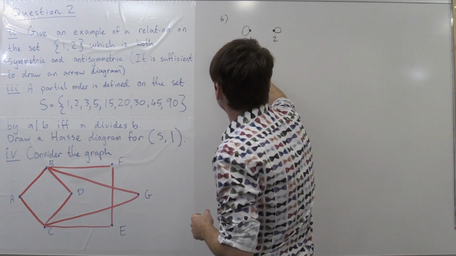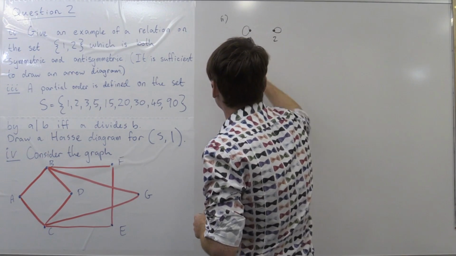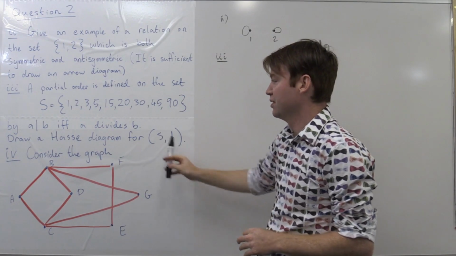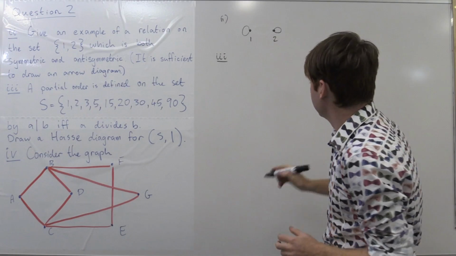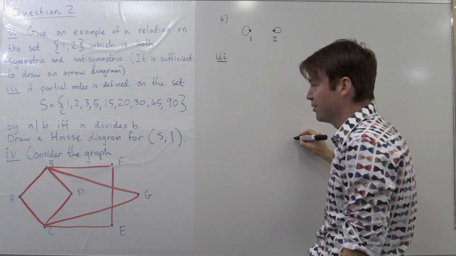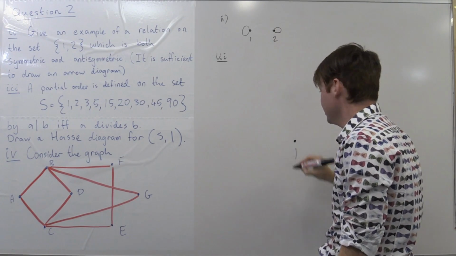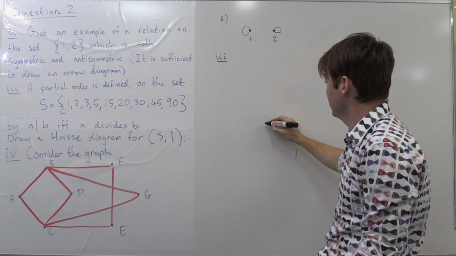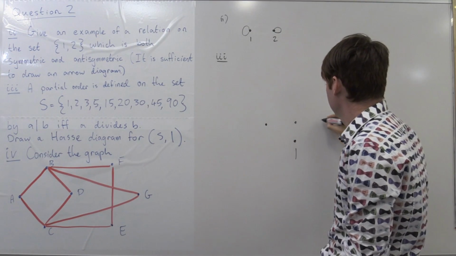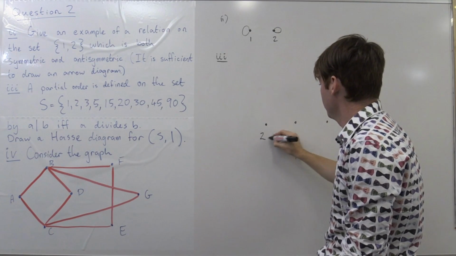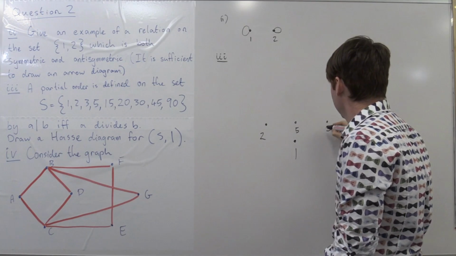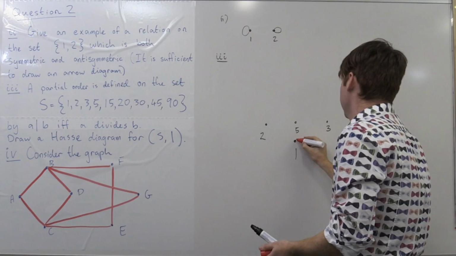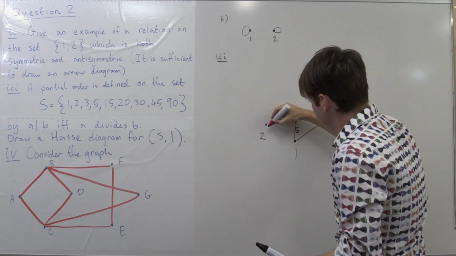So for part 3, you're given some partial order on these numbers, and the partial order is division. Draw a Hasse diagram for this thing. Lovely. So 1 will go right down the bottom because 1 divides everything. And I might put 2, 3, and 5 as the next ones. I might put them like this: 2, 5, and 3. And I'll join them with colour. So 1 goes there, to 5, and to 2.